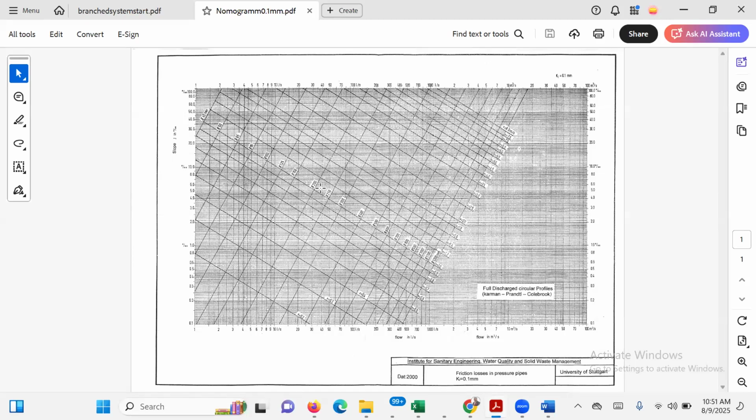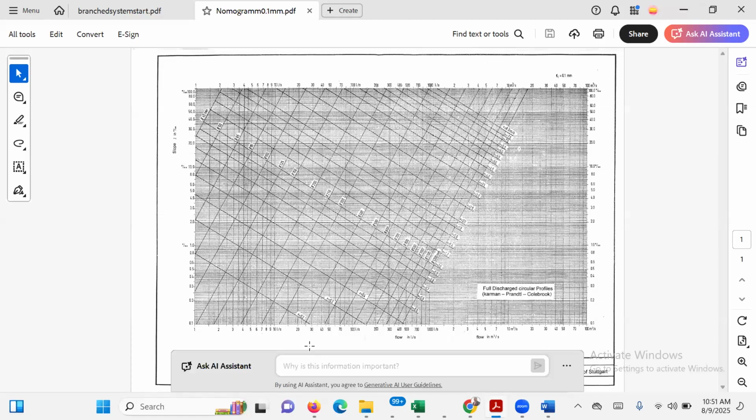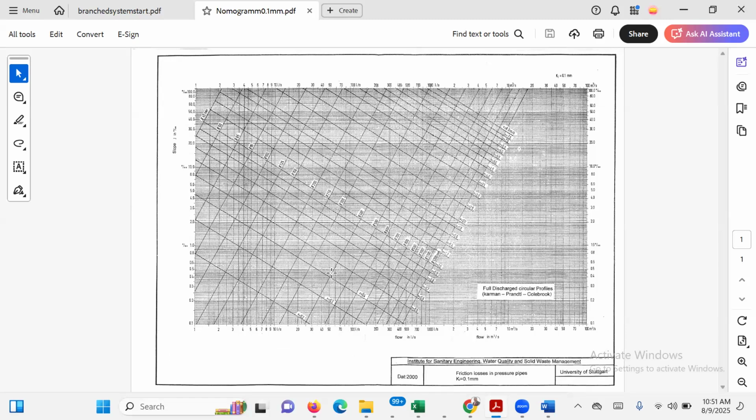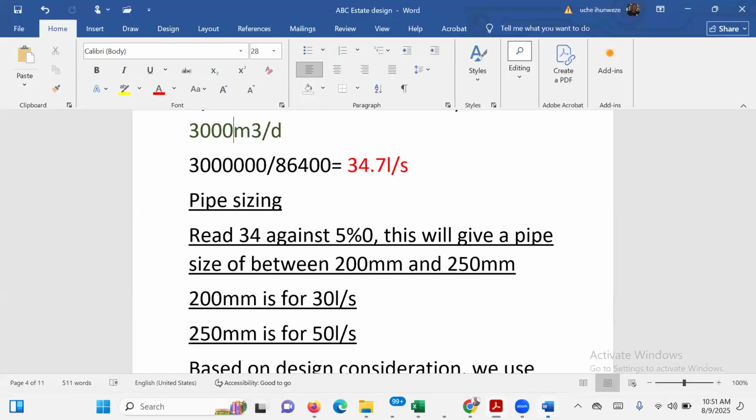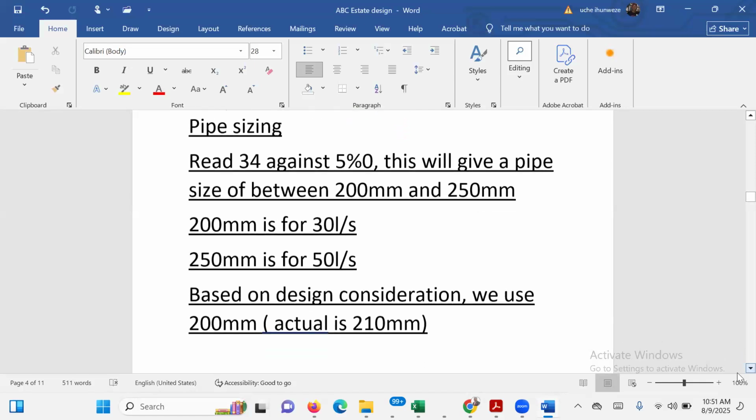The question now is, which one do you take? Since 200 is an 8 inch pipe and 250 is a 10 inch pipe. But now I check 30. 30 is giving me 200. And if I use 250, 250 can take as much as 50 liters per second. The question now is, what do I choose? This is where you as the engineer need to make the decision.